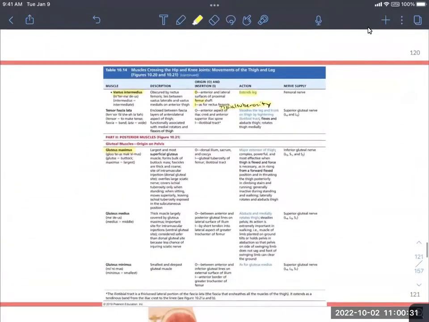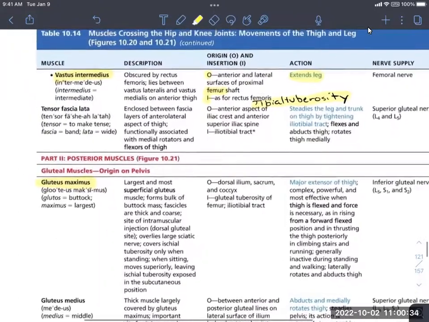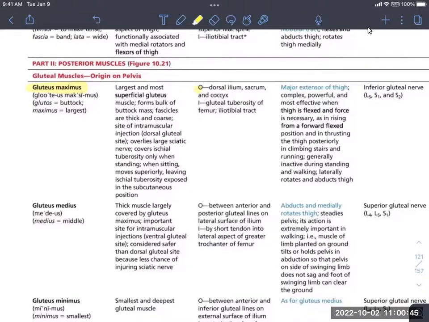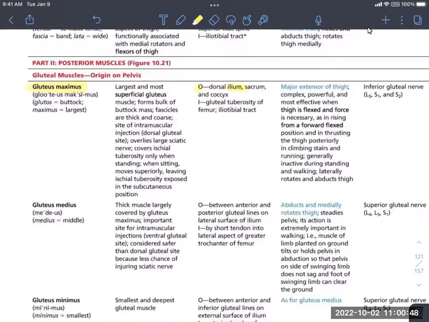Now let's go to those gluteal muscles. Gluteus maximus. Our gluteus maximus is going to originate, sorry, at the ilium, sacrum, and coccyx. Gluteus maximus will insert at the gluteal tuberosity and the IT band. Gluteus maximus will extend the thigh.